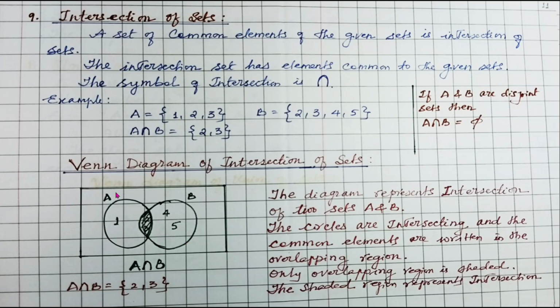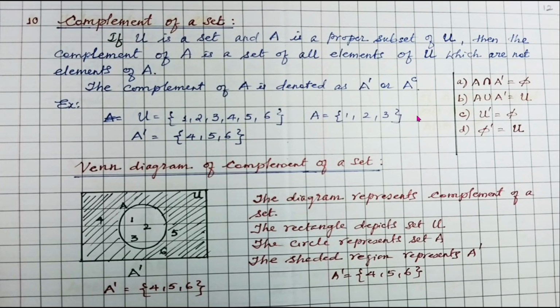Now the Venn diagram is, again, draw a rectangle, draw two circles representing A and B. Now they are intersecting here because there are common elements 2 and 3. So in the common region write 2, 3. The remaining elements of A and B are written in the respective circles, and only shade that region which is overlapping, because the elements are only the common elements, 2, 3. So shade only the common region, and that represents the Venn diagram of intersection of sets, and very clearly it indicates A intersection B, and A intersection B is 2 and 3, and that is how we represent the Venn diagram of intersection of sets.